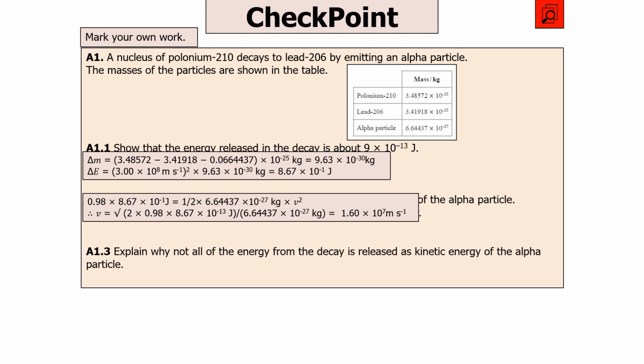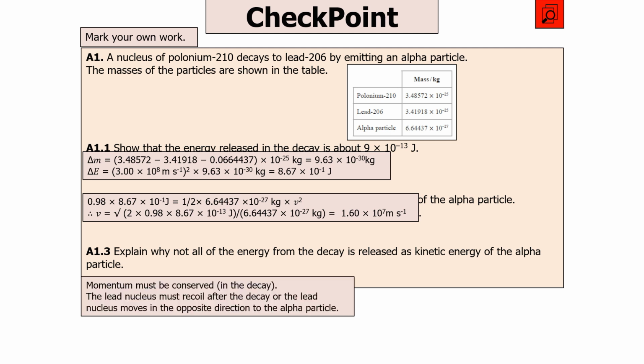Now, why does not all of it get released as kinetic energy? Well, momentum must be conserved in this decay, so if the alpha particle has a movement, the lead nucleus must recoil to also counteract that, obviously at a much slower speed because it's a much higher mass, so therefore it must take up some of the kinetic energy of the reaction in that process.